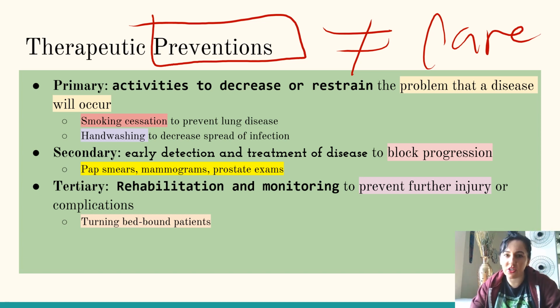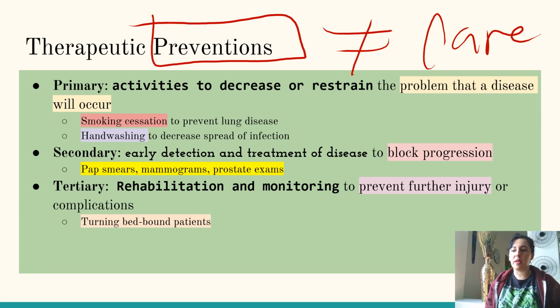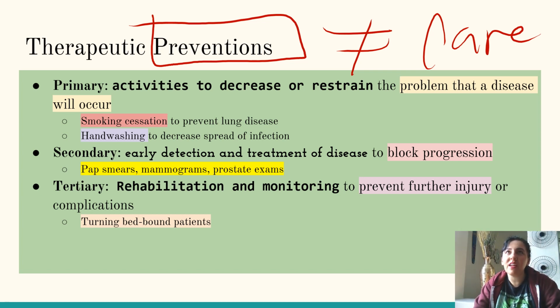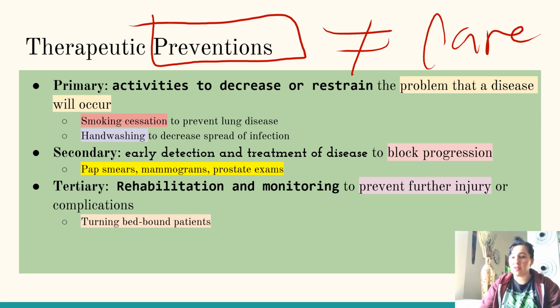Next we have secondary prevention. Secondary prevention is early detection or treatment of disease. Going back to the coronavirus situation, secondary prevention would be when people start coughing or they think that they feel sick and then they go into urgent care. So you go into urgent care and then you tell them your symptoms and ask for a test kit.